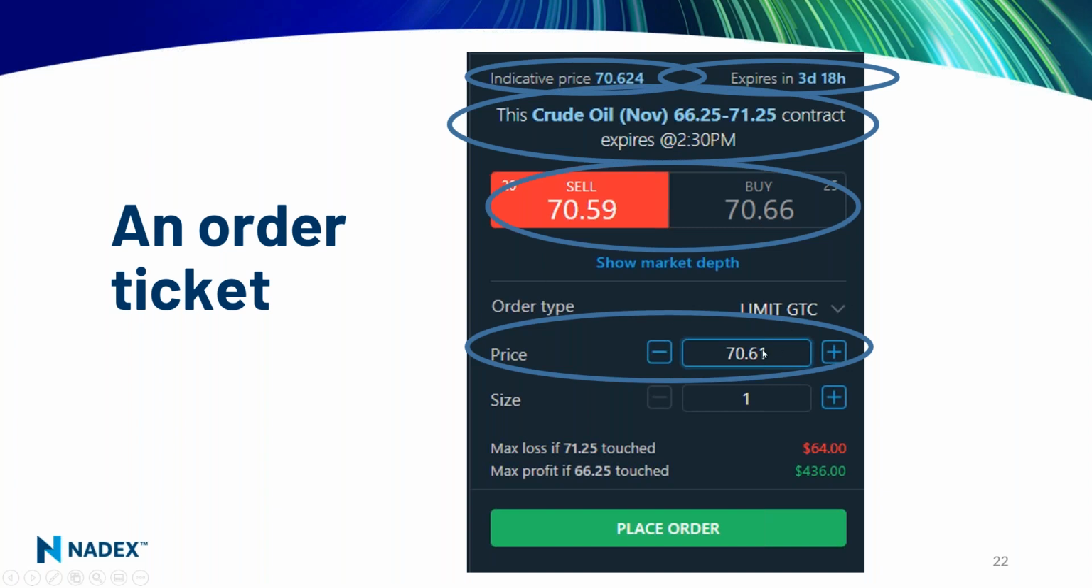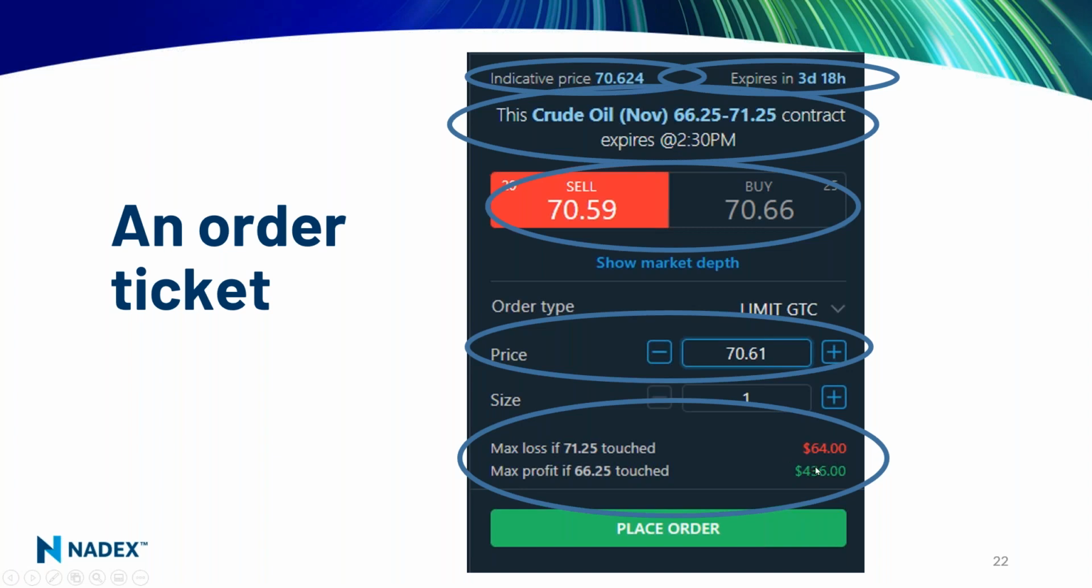Now, if you sold it at 70.61, you know exactly what you're getting into before you place the trade, where you'd have $64 of risk. You sold it at 70.61, it could go up to 71.25, which is where you would get knocked out.